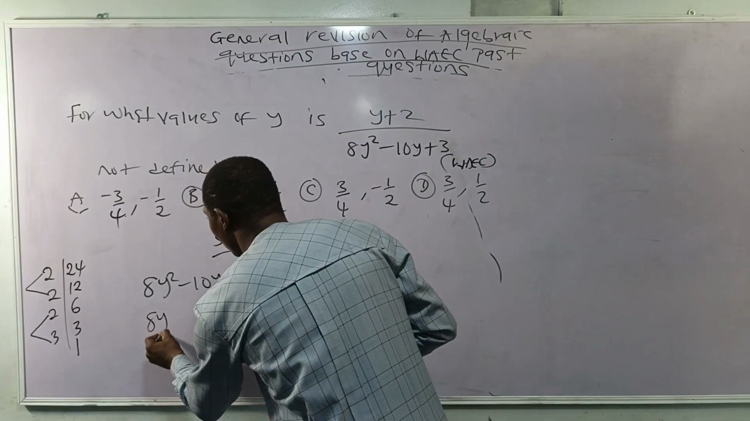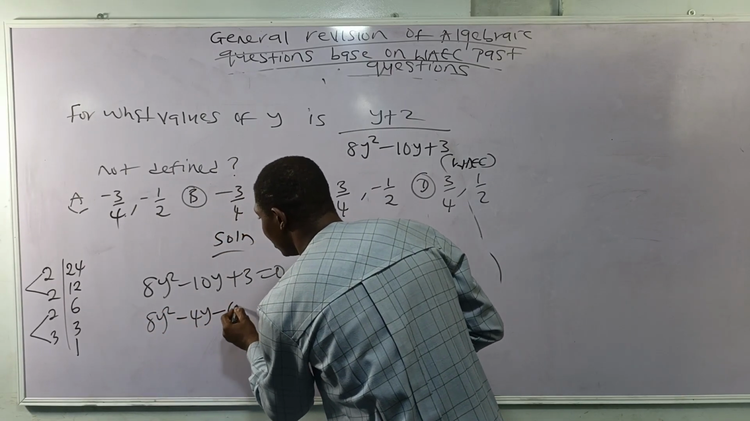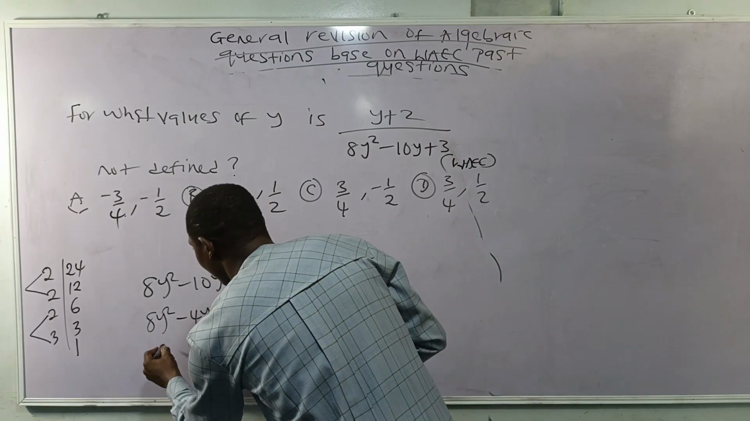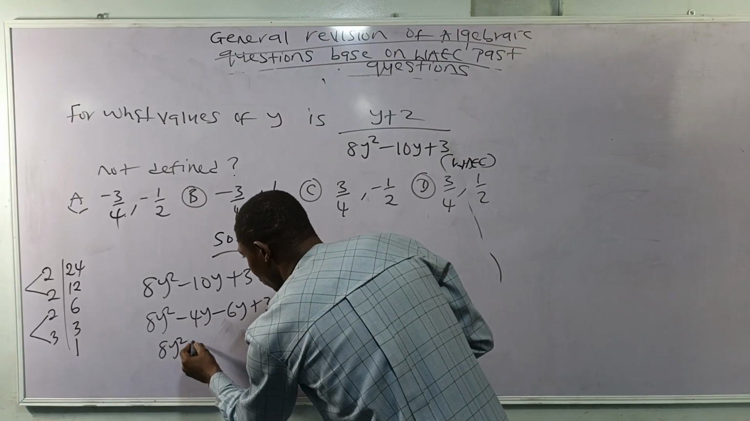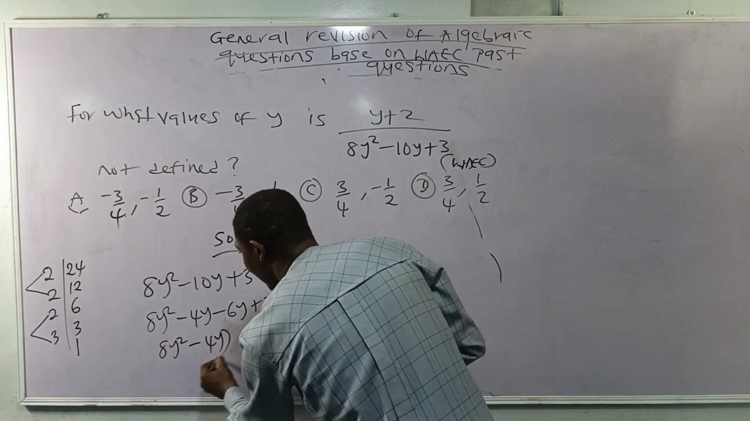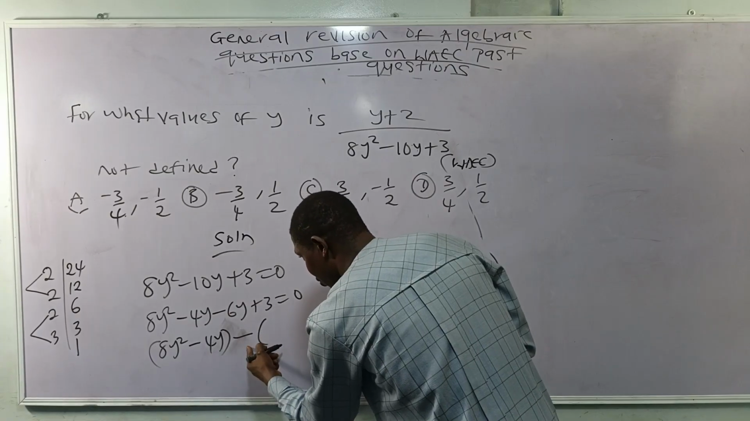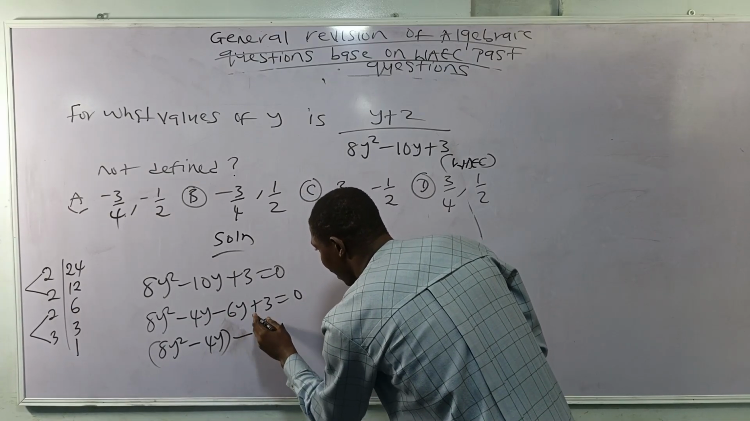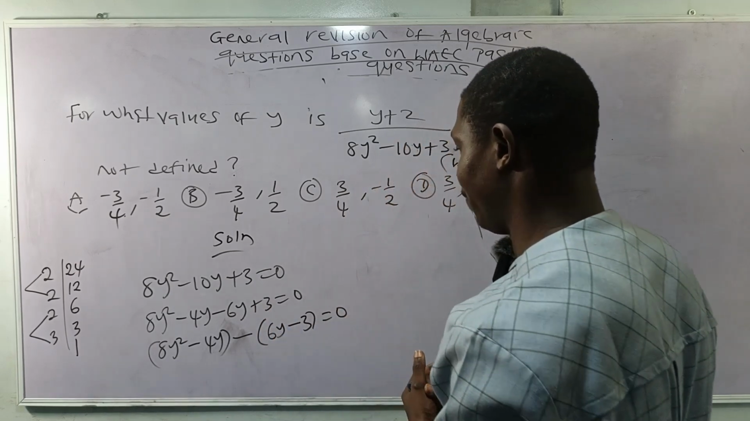So I can have 8y squared minus 4y minus 6y plus 3 to be equal to 0. And this will give me 8y squared minus 4y in brackets minus, since minus is at the front, every sign here will change. So minus 6y becomes 6y and plus 3 becomes negative 3 equal to 0.